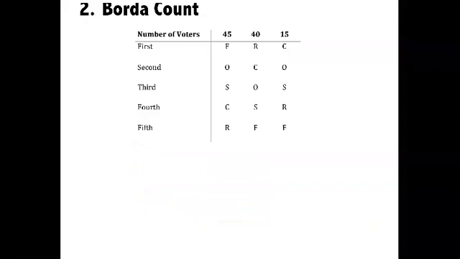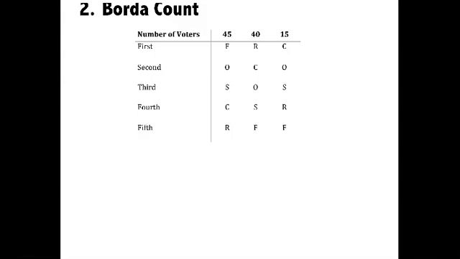Second, we'll determine the winner using the Borda count method. It's important to note that the number of points that we use is dependent upon how many candidates are in a particular election. In this case, we have 5 candidates, so the point values range from 1 to 5.